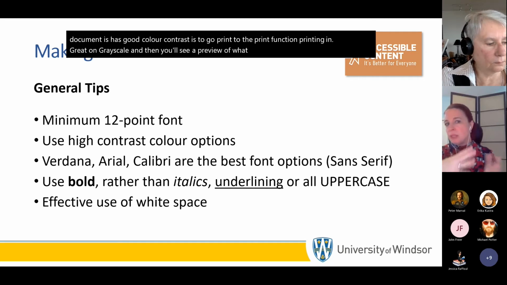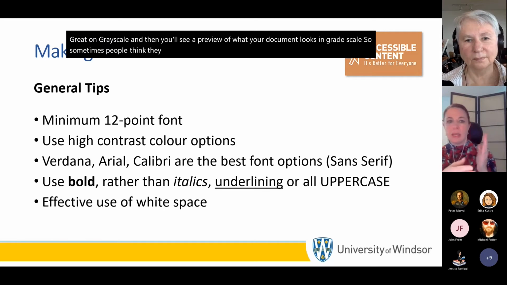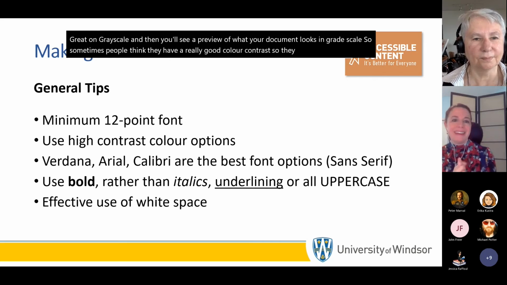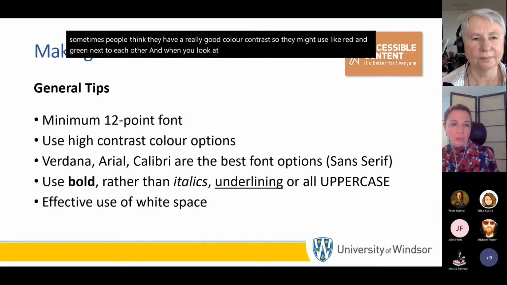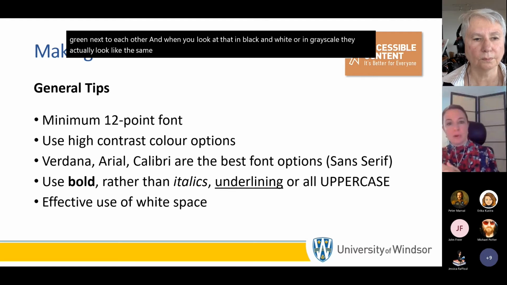So sometimes people think they have a really good color contrast, so they might use red and green next to each other. And when you look at that in black and white or in grayscale, they actually look like the same color. So doing that test before you finalize a document will help you show what it would look like for somebody who may be colorblind.